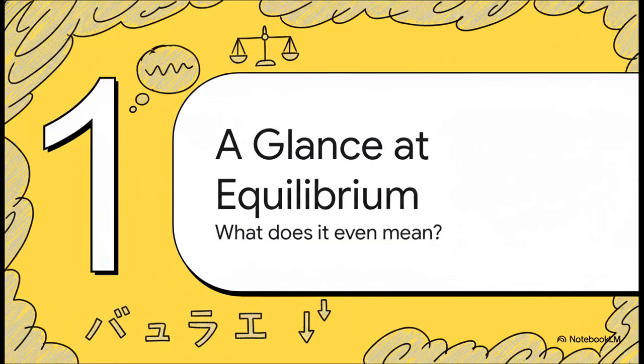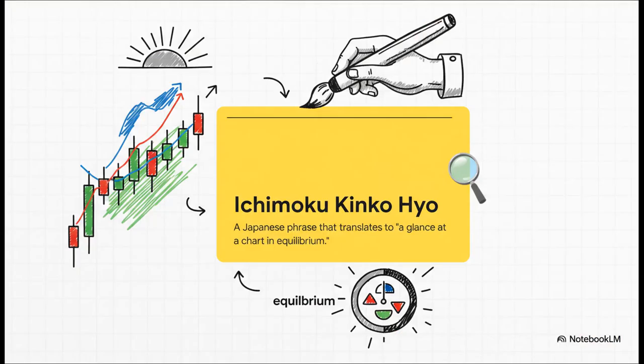So, first things first, what's in a name? Well, with Ichimoku, the name is everything. It's not just some fancy label. It's basically the instruction manual. Understanding the name is the very first step to unlocking its power. And there it is. Ichimoku Kinko Hyo literally means a glance at a chart in equilibrium. See, it was designed by a Japanese journalist way back in the 60s with one goal in mind: to give a trader a complete picture of the market's balance or imbalance in a single look, one glance.